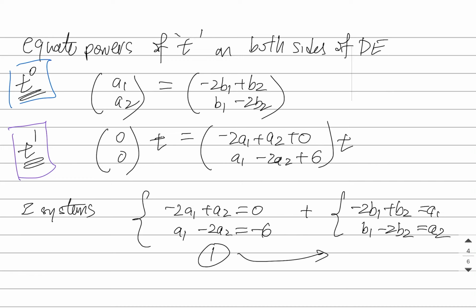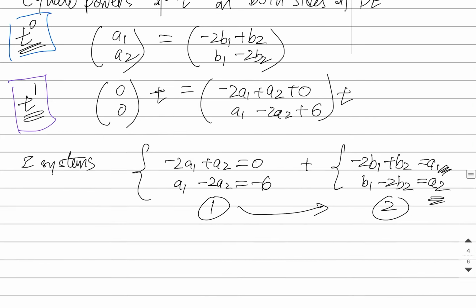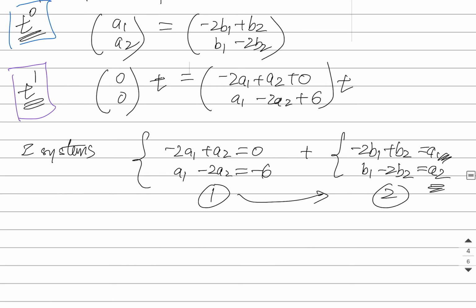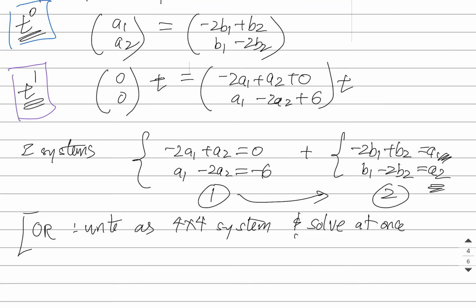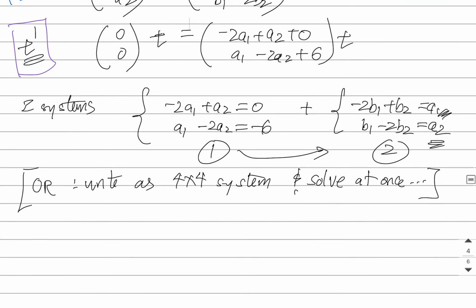So you can find the A system, and then once you have the values of A, you can plug them into the right-hand sides there. Your other option is you can write this whole thing as a 4x4 system and solve at once. The choice is up to you. However you'd like to do it is fine, but you will find, in this particular case, that A1 is equal to 2, A2 is equal to 4.